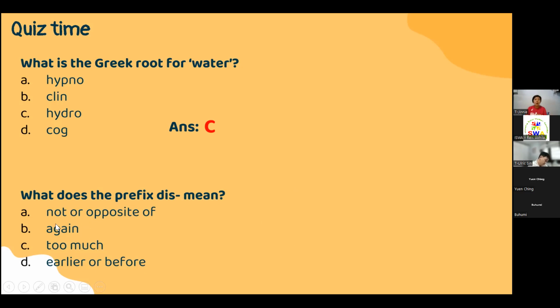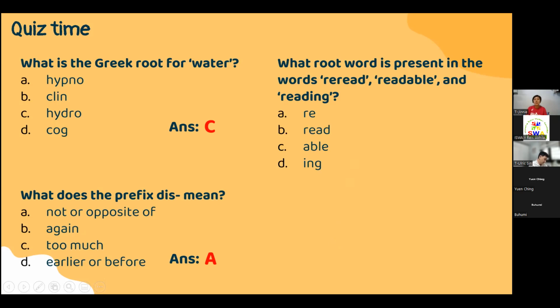Who can remember what prefix actually has the meaning of again? Re. Thank you. Very good. So re has the meaning of again. Well done. Looks like either you can remember it very well or you've done some research. Very good. So dis refers to not or opposite. Okay, so words now. What root word is present in the following words?